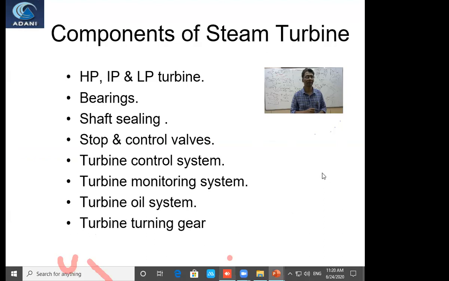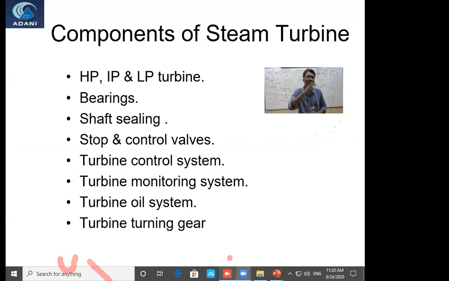Next. HP, IP, LP turbine. The main components of the turbine are the HP turbine, IP turbine, and LP turbine. Bearing is the supporting arrangement. Shaft sealing: to prevent leakage of steam, we have to provide sealing in the turbine rotating part. That is shaft sealing. Stop and control valves are also part of the turbine.